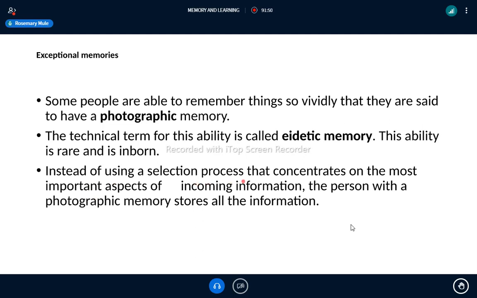Instead of using a selection process that concentrates on the most important aspects of incoming information, such people with exceptional memories store all the information. All the information. A good example is what I have given you.